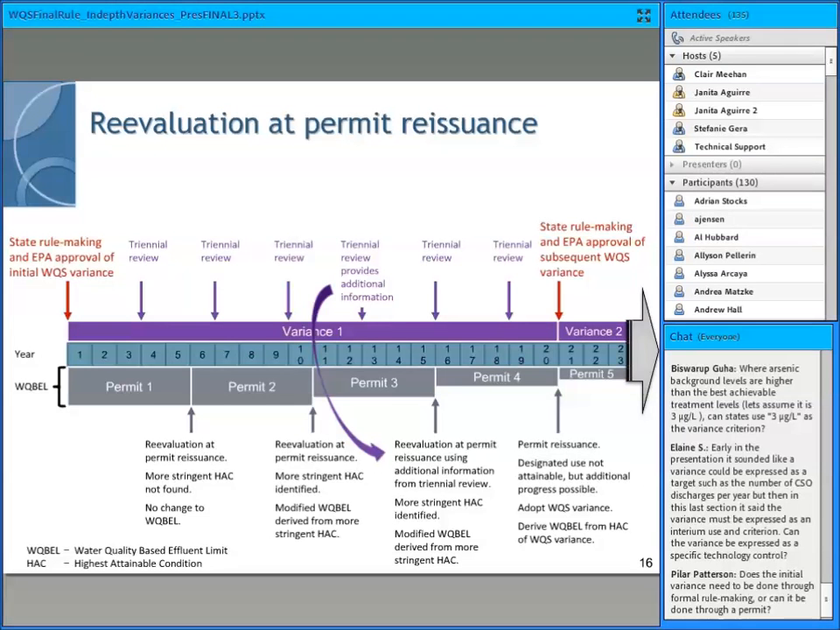At the far left, the first thing that happens is the state or tribe adopts and EPA approves the water quality standards variance. The permitting authority then identifies the highest attainable condition in the variance and establishes the water quality-based effluent limit for that pollutant as the effluent concentration specified in the variance. The water quality-based effluent limit is represented as the height of the gray rectangle labeled Permit 1.